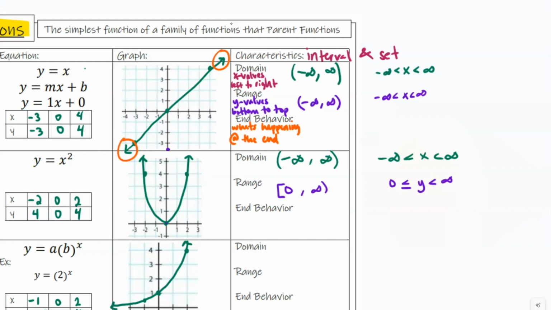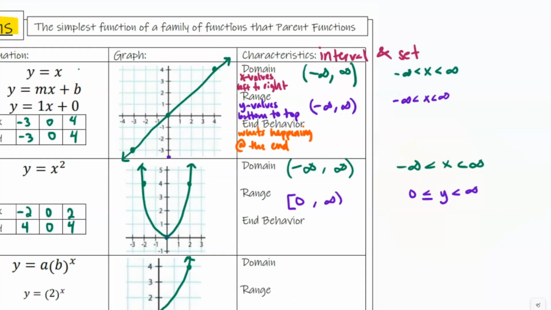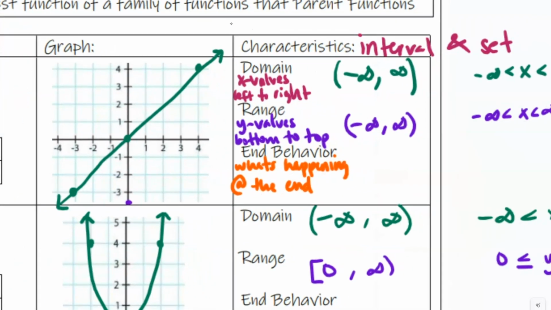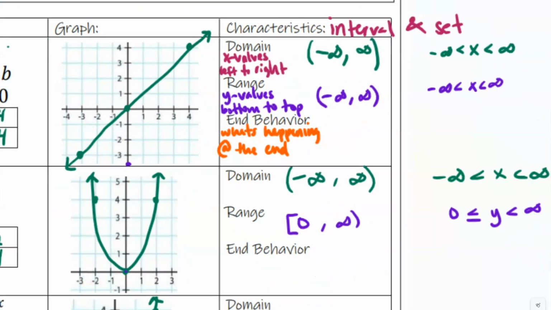So let's take a look at, we're just going to shortcut this because we did the official definition already. Here at the end, we've already known that as x is decreasing, y is also decreasing, right? So all I'm going to have us do is label what is happening at the end. At this end, it goes down to negative infinity. At this end, it's going up to positive infinity. Now, the official way of writing this is the left and the right.